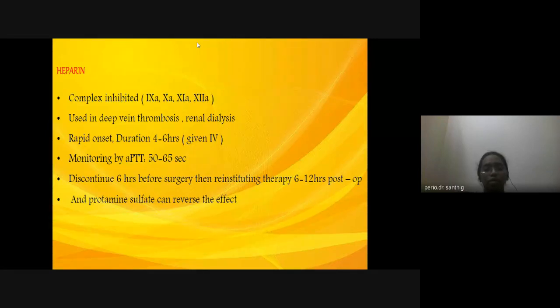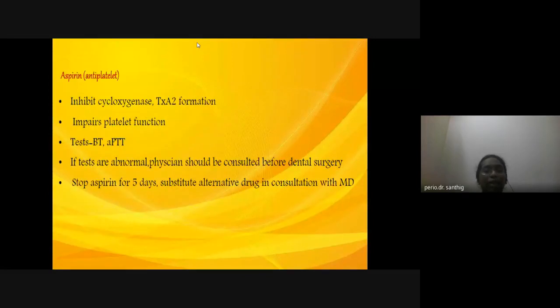So if you want to do any surgery for the patient on heparin, you have to stop the drug 6 hours before surgery and 6 to 12 hours post surgery, with the consent of the physician. Next, aspirin. Aspirin is an antiplatelet drug.